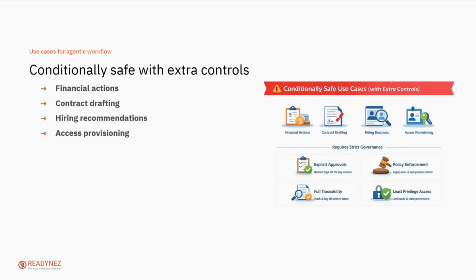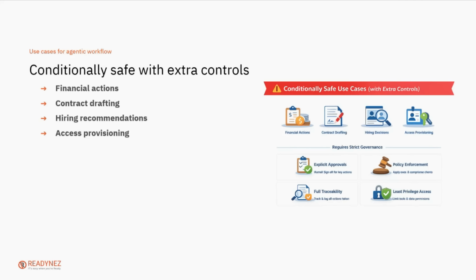Where you might want to use agentic workflows, you can use them, but they're a bit more risky. So what you're going to do is add strong governance. Here, for instance, performing financial actions such as refunds or credits, or if I'm doing hiring recommendations or provisioning access to systems, yes, I can do it with an agentic workflow, but I will need to have extra controls.